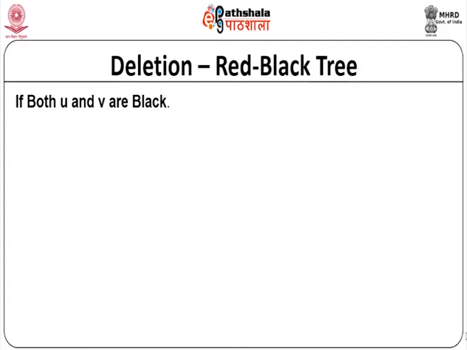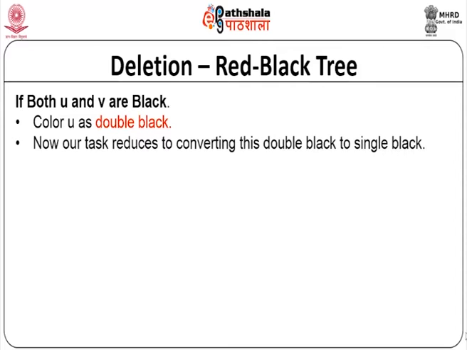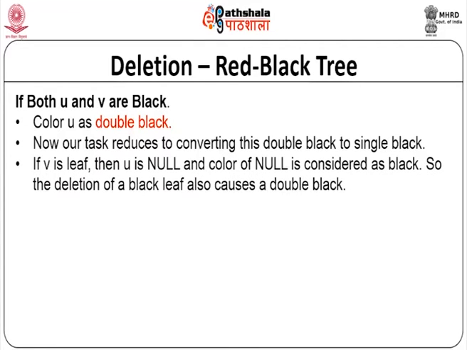Okay. Now, let us consider the case where both U and V are black. So, we color U as double black. Now, our task reduces to converting this double black into a single black. So, if V is a leaf, remember what is V? V is the node to be deleted, then U is null and the color of null is considered as black. So, the deletion of a black leaf causes a double black.